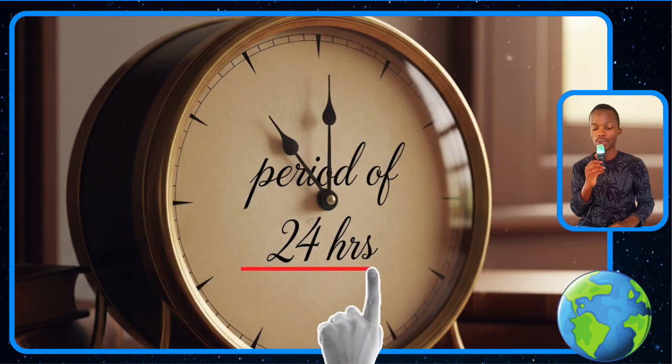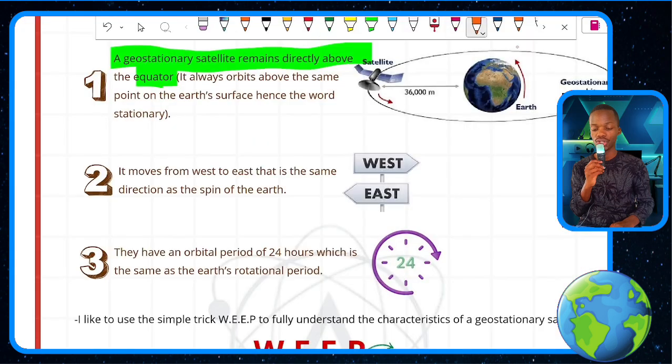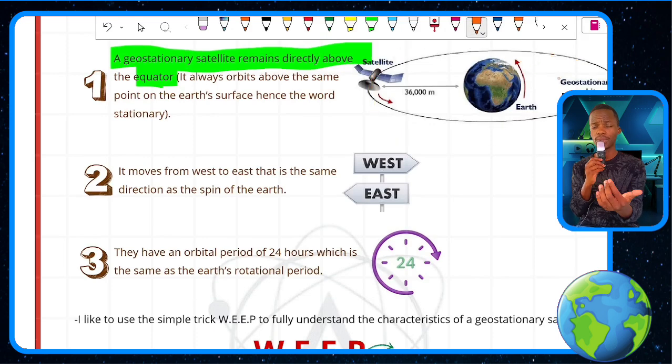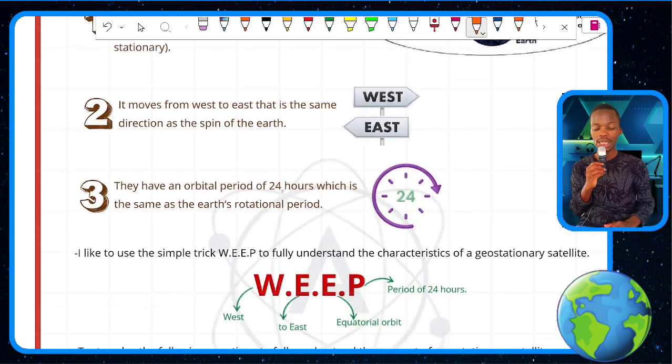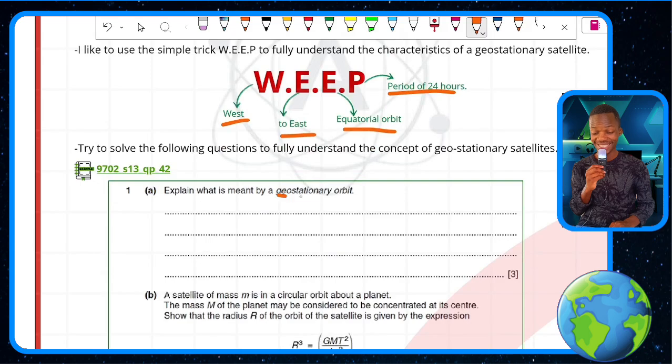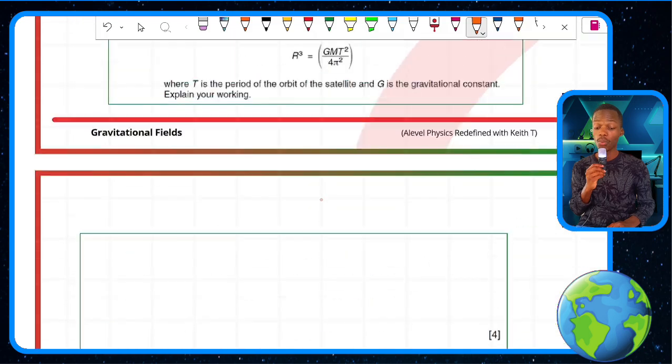So it takes 24 hours to complete the journey around the Earth, right? And in order for me to understand all these different points, I created an acronym known as WEEP, right? So west to east, that's essentially WE. Then E means it's an equatorial orbit, always above the equator. Then that P is the period of 24 hours. So if a question asks you, explain what is meant by a geostationary satellite, you can easily just say WEEP.